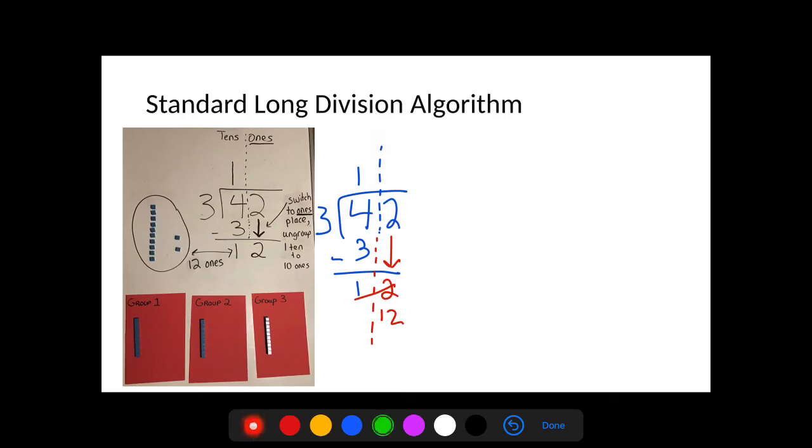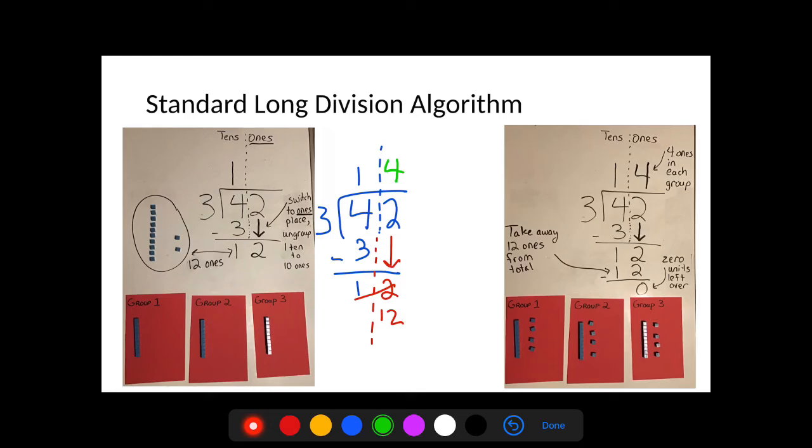All right, then we say 3 goes into 12 4 times. So what's happening here? This corresponds to where we took our 12 ones and we put 4 in each group. So here's the 4 in each group. The 4 up here in the quotient is 4 ones in each group. Then we would multiply, and we'd say 3 times 4 is 12. Well, that's the total ones that we used up. So 3 times 4, that's 3 groups of 4. That's our 12, 3 groups of 4.